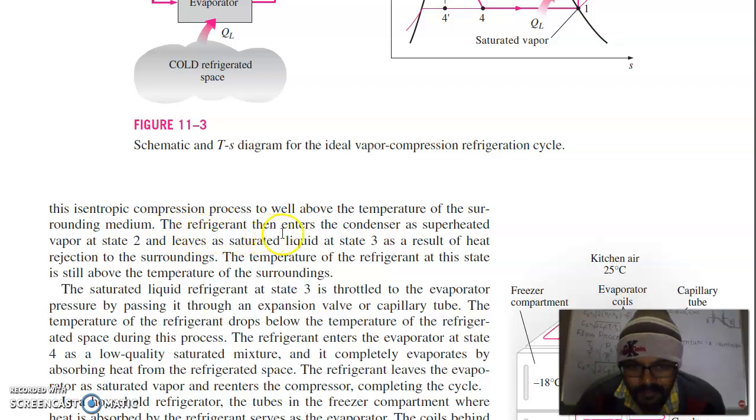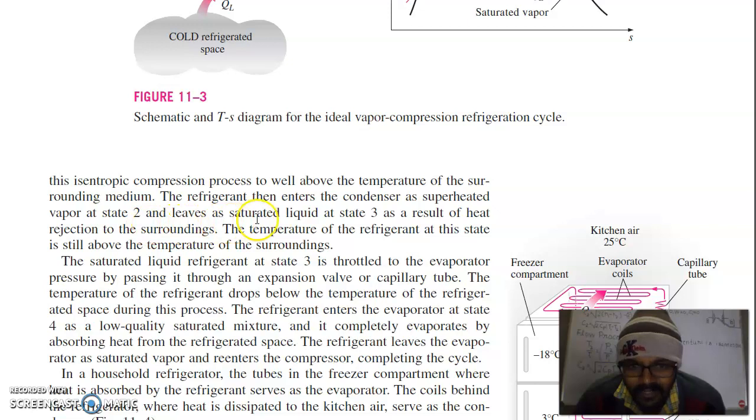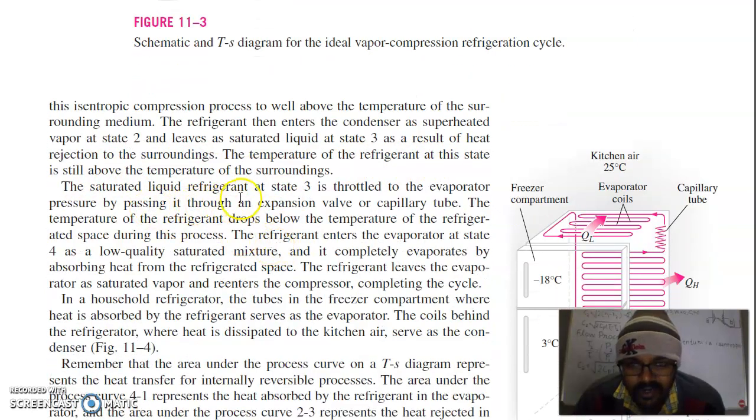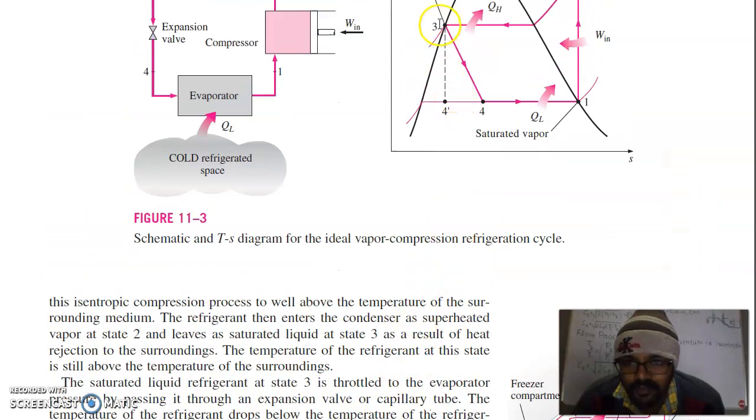The refrigerant then enters the condenser as superheated vapor at state 2 and leaves as saturated liquid at state 3 as a result of heat rejection to the surrounding. The temperature of the refrigerant at this state is still above the temperature of the surrounding. The saturated liquid refrigerant at state 3 is throttled to the evaporator pressure by passing it through an expansion valve or capillary tube. The temperature of the refrigerant drops below the temperature of the refrigerated space during this process. During expansion, from 3 to 4, the temperature here is below that of the refrigerated space.